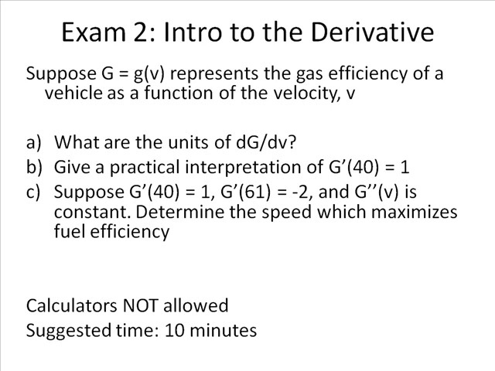Part B, give a practical interpretation of G prime of 40 equals 1. You know, what the heck does that even mean? And then part C, suppose we know that G prime of 40 is 1, G prime of 61 is -2, and that G double prime of v is constant. Given this information, determine the speed that maximizes the fuel efficiency.